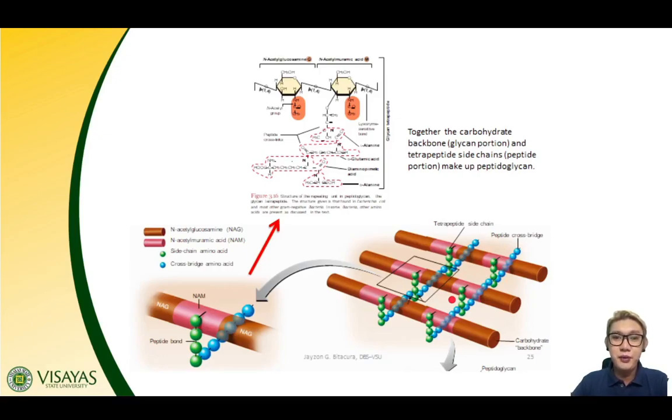We already know the glycan portion is made up of the disaccharide, the NAG and the NAM. But how about the tetrapeptide side chains? A tetrapeptide side chain means there are four amino acids, although the last peptide bond is formed between the L-alanine and this functional group of the N-acetylmuramic acid. Together with alanine, commonly found in most bacterial cell walls are glutamic acid, diaminopimelic acid, and D-alanine, although the composition may differ in some species of bacteria.